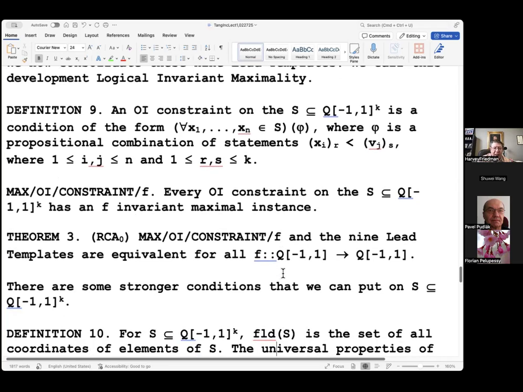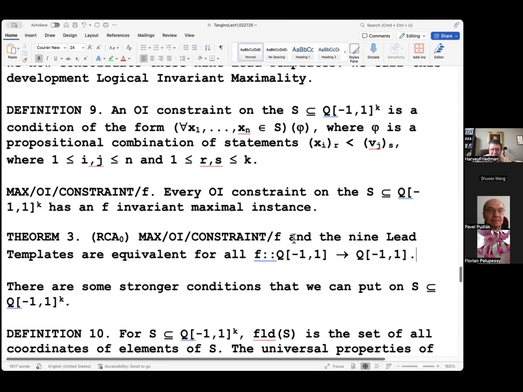So now we have the following statement. I write it this way: max, OI constraint, F. So every OI constraint on the S has an F invariant maximal instance. We know it has an instance, namely the empty set is an instance, right? If S is empty, this is vacuously true. So we ask for an F invariant maximal instance. Now that statement isn't involving nine different things for nine different minds, right? So we have a nice statement here. But this statement is equivalent to all these other statements. So it's a consolidation.